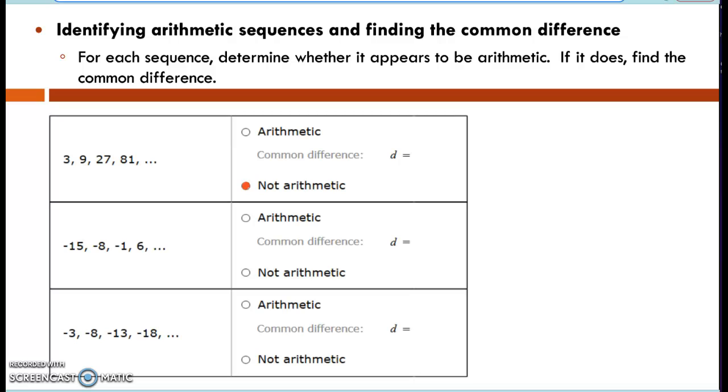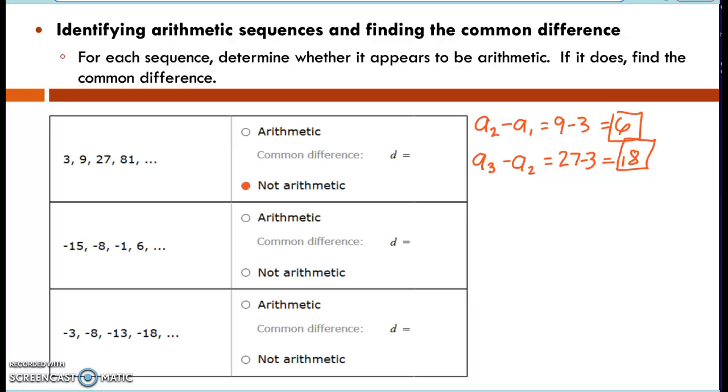So why is it called a common difference? Well, because if I take the second term and I subtract the first term, that's equal to 9 minus 3, which is 6. So there's a difference there, right? But then if I take the third term and I subtract the second term, that's going to be 27 minus 9, which is 18. And we can see that 6 and 18 are not the same. So they're not going to have a common difference between the terms.